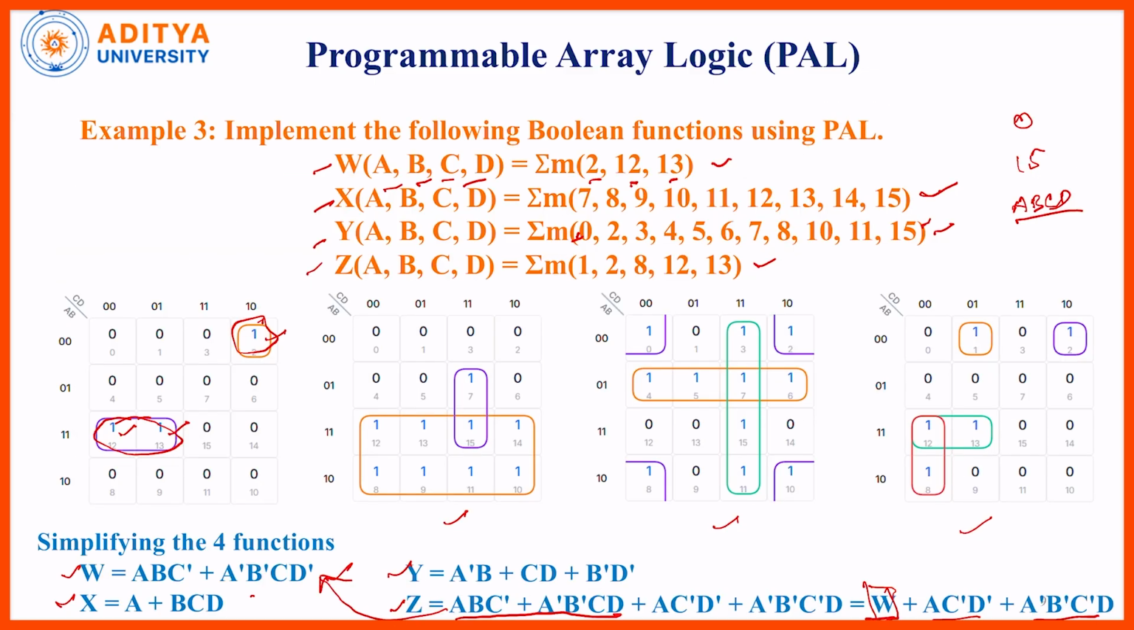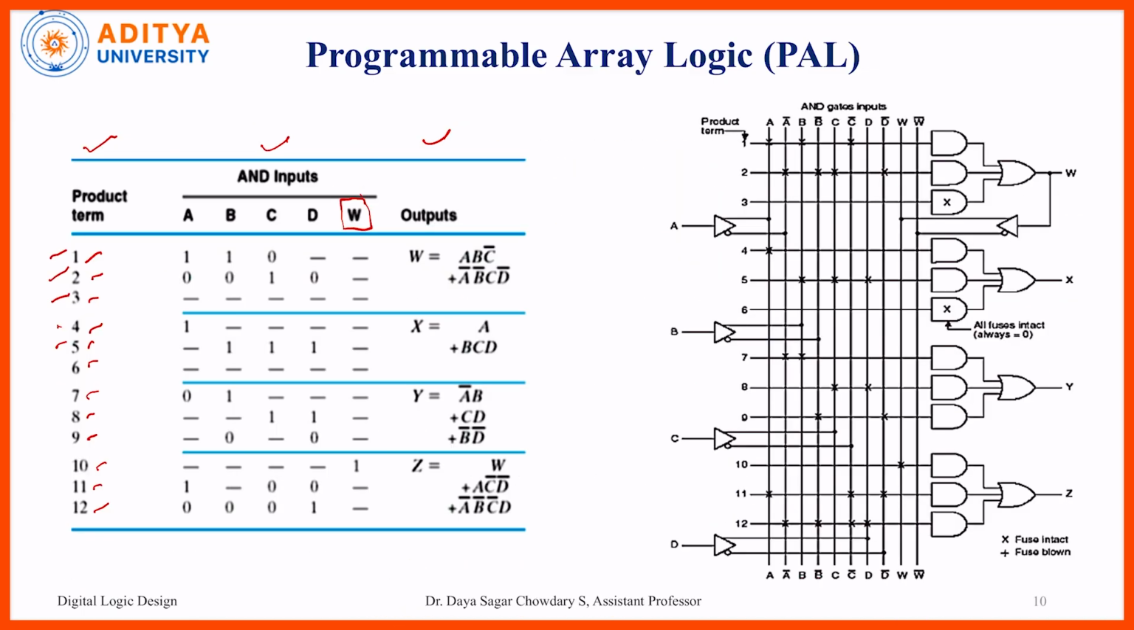So if we observe the first expression, A, B, C bar. A, B, C bar means A is in 1 form, B is in 1 form, and C bar means that is 0 form. So Z is in bar, that is why 0, and there is no D term, so that is why this is a dash, and there is no W, so that is why we have to place a dash for W. So finally my output is W is equal to A B C bar plus A bar, B bar, C, D bar. So likewise we have to use the second term and third term.